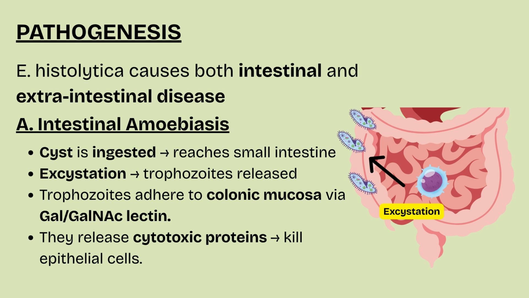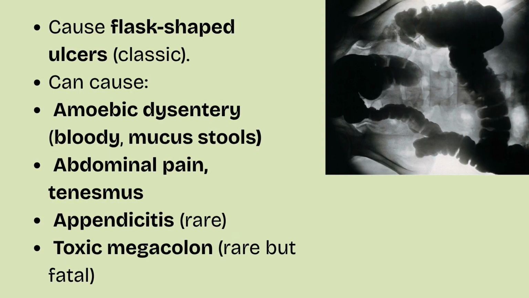They release enzymes called cytotoxins and proteases that break down the cells and cause tissue death. This destructive activity results in the formation of classic flask-shaped ulcers, which are deep ulcers with a narrow neck and wide base inside the intestinal wall. These ulcers can lead to symptoms such as abdominal pain, severe cramping, stools containing blood and mucus, appendicitis, and tenesmus, which is the painful urge to pass stools even when the bowels are empty.